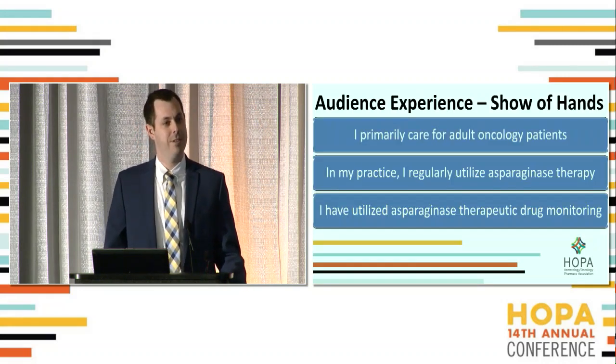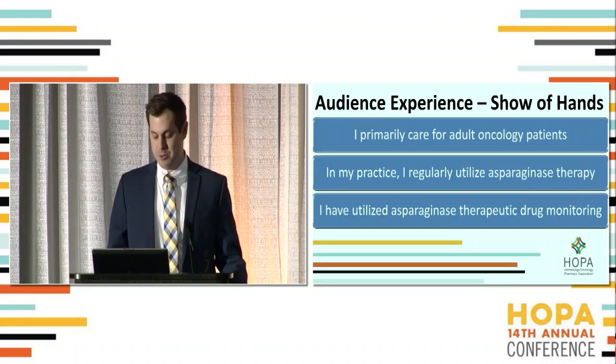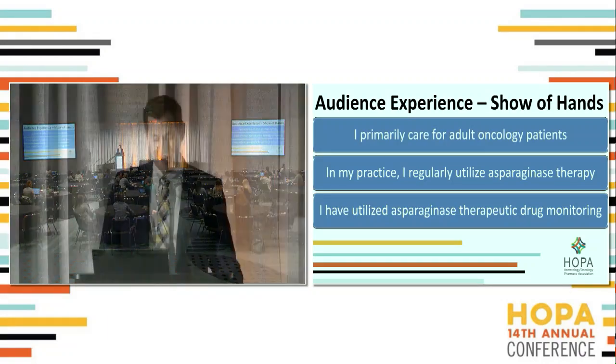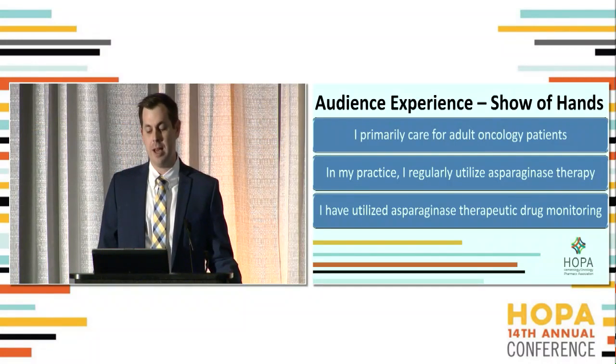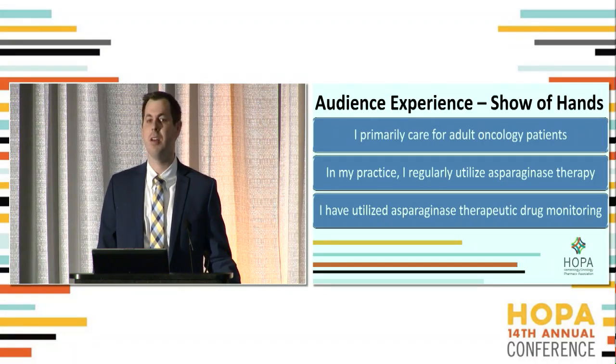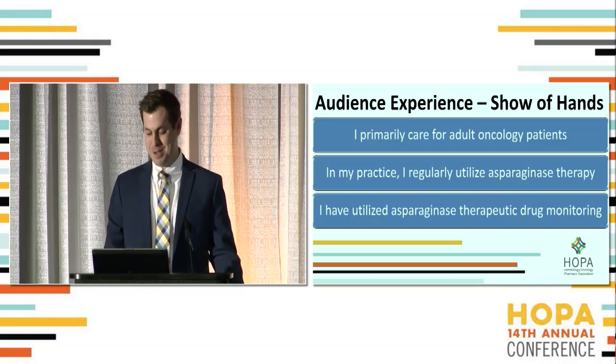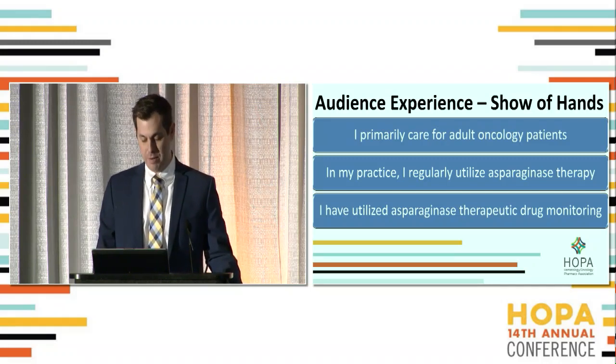So quick show of hands just to get some demographic information from you guys in the audience. First off, raise your hand if you primarily care for adult oncology patients. Okay, so the majority of you guys. In my practice, I regularly utilize asparaginase therapy, and we'll say regularly being over maybe 3 or 4 doses a month. Okay, still not as many, maybe a little less than half. And then I have utilized asparaginase therapeutic drug monitoring. Okay, not too many, maybe a fifth of you guys. So hopefully you guys will take something away from this.